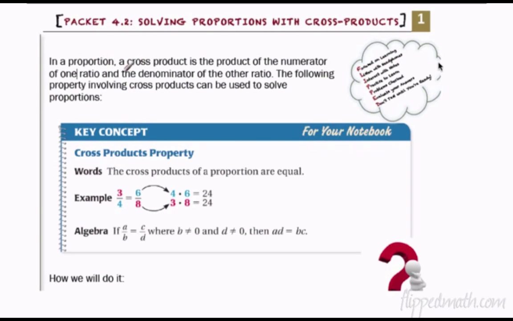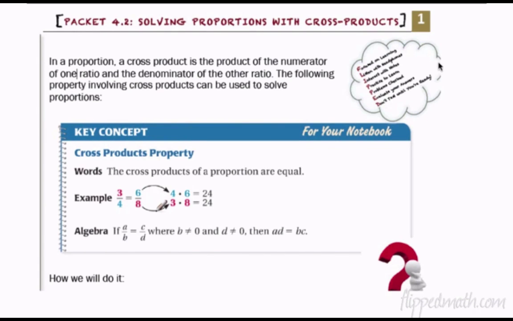Alright, so in a proportion, the cross product is a product of the numerator of one ratio and the denominator of the other. Alright, so here it is all written out. And what we have basically is a fancy way to do cross multiplying. That's what we're going to do.